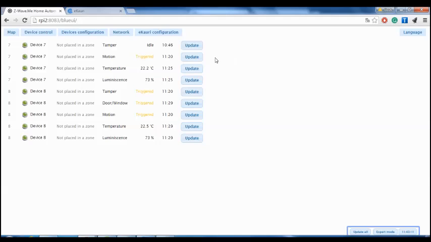I will explain something. Temper is not important. This is about the button on the back of the sensor, but to test the sensors it's not an important functionality.